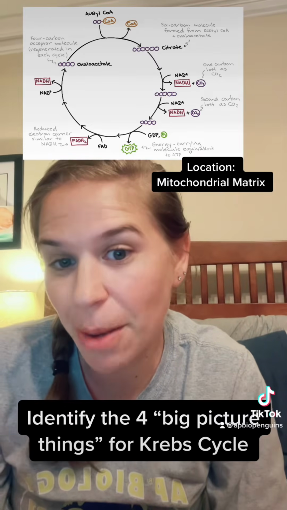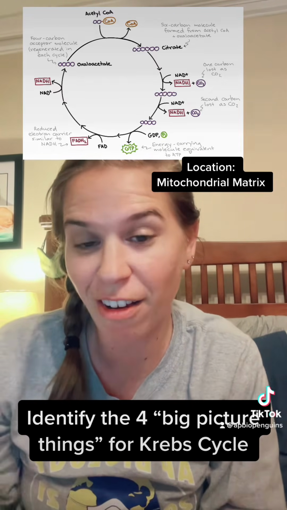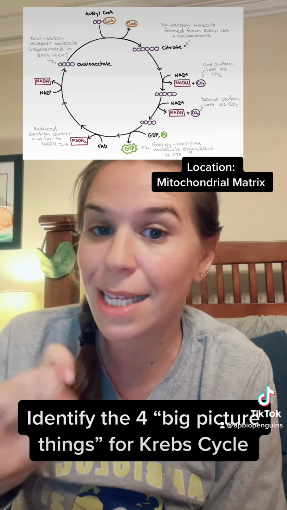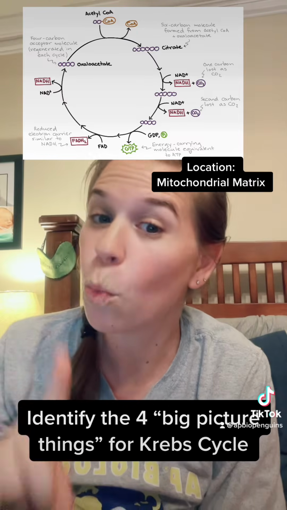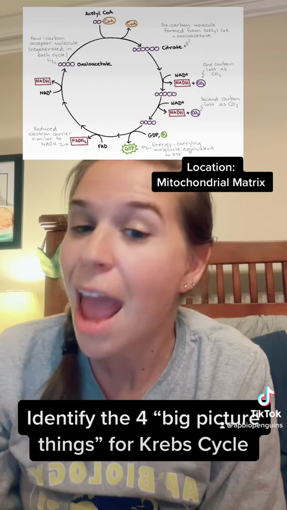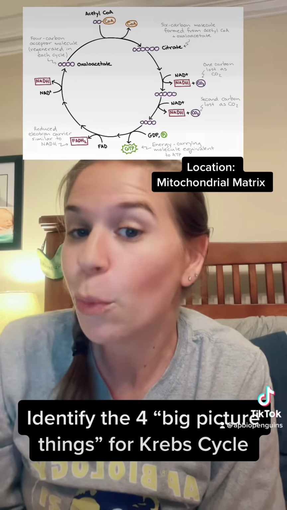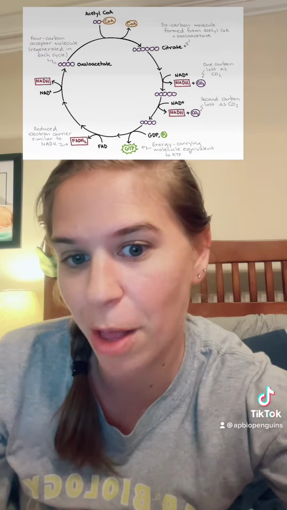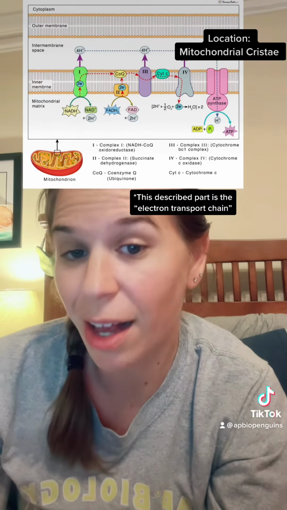Acetyl-CoA will then enter the Krebs cycle, and through 1 turn of the Krebs cycle, we're going to have 3 molecules of NADH, 1 ATP by substrate level phosphorylation, 1 molecule of FADH2, which is just like NADH, just not as strong, and we're going to release 2 molecules of carbon dioxide. We're going to have to go through this Krebs cycle twice in order to break down 1 glucose molecule. Then we move into oxidative phosphorylation.